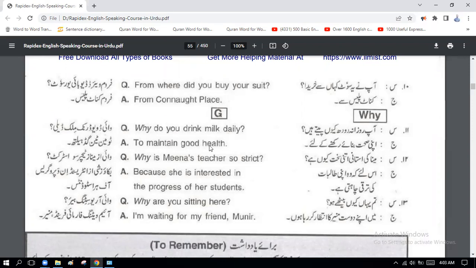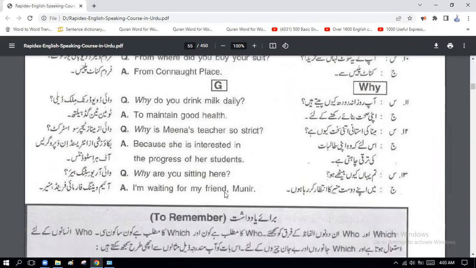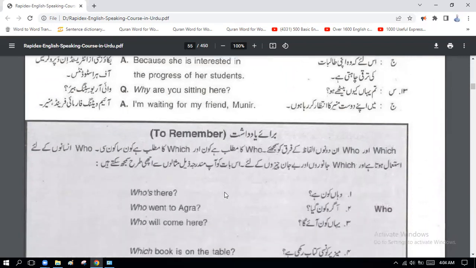Why do you drink milk daily? To maintain good health. Why is Meena's teacher so strict? Because she is interested in the progress of her students. Why are you sitting here? I'm waiting for my friend Munir. So this is day 17.